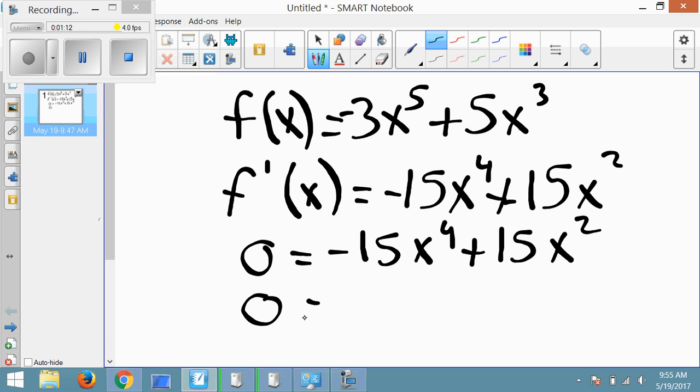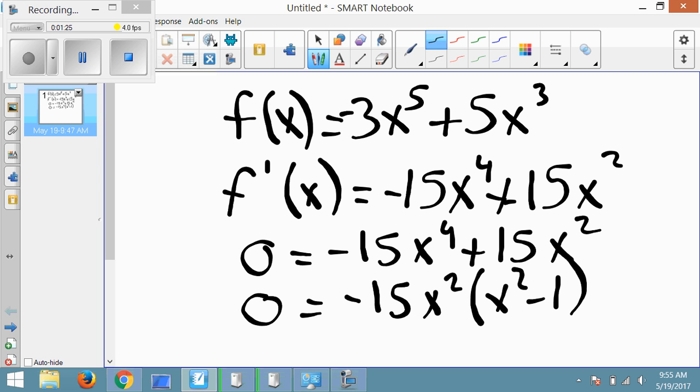Simplify it, we're going to factor out negative 15x squared. Now we're going to have x squared minus 1. So our critical numbers are 0, negative 1, and 1.